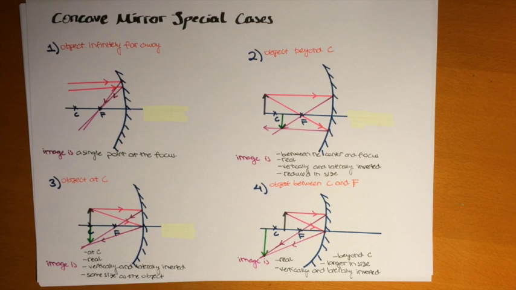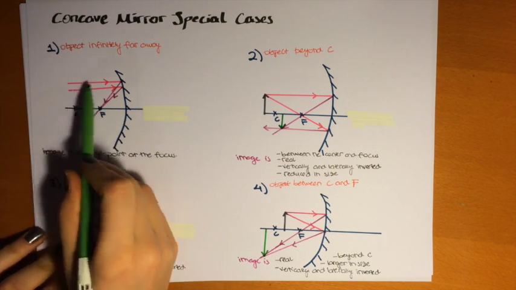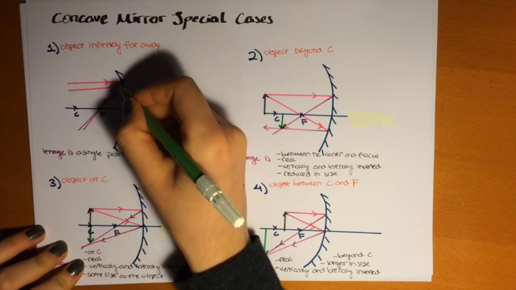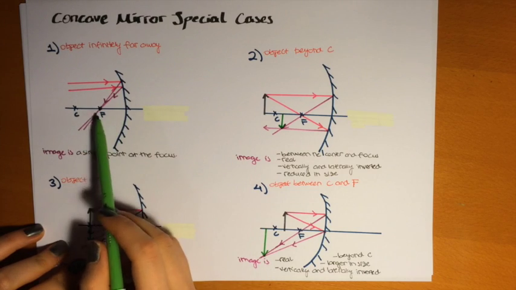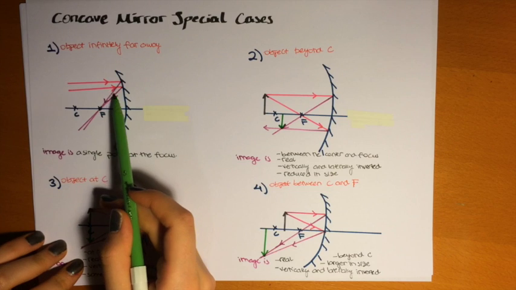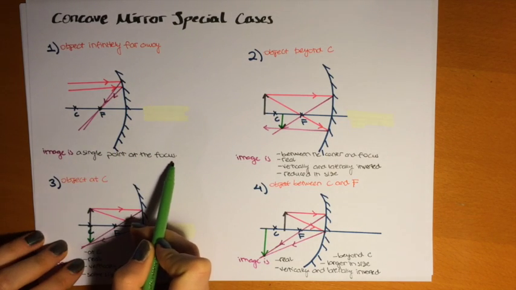In this video, I'm going to talk about the concave mirror special cases. In case 1, I have my object that's infinitely far away. Here, the light rays from infinitely far away come parallel to the primary axis, and they reflect from the focus, like this. So the image formed is where these reflecting lines coincide, and it's a single point at the focus.